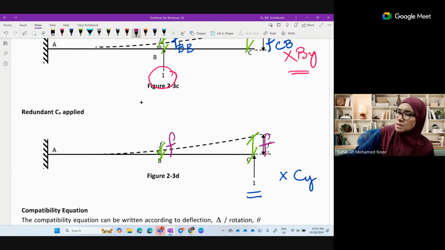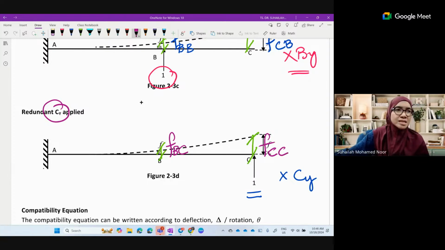Now at position B, FB for redundant CY applied, FBC. And next at position C, F at position C for redundant CY applied, FCC. Do you get that? Yes. So this one times CY, and this one times BY. Because they are redundants, we put them outside the redundant.